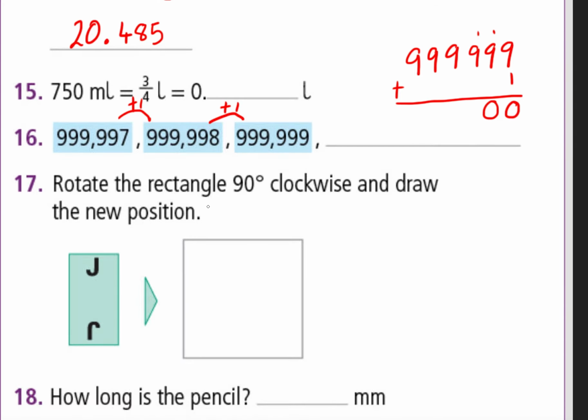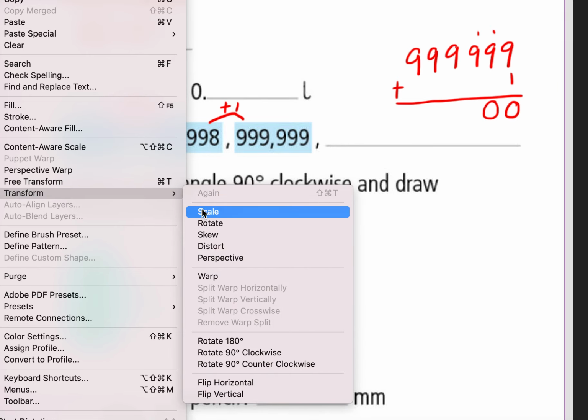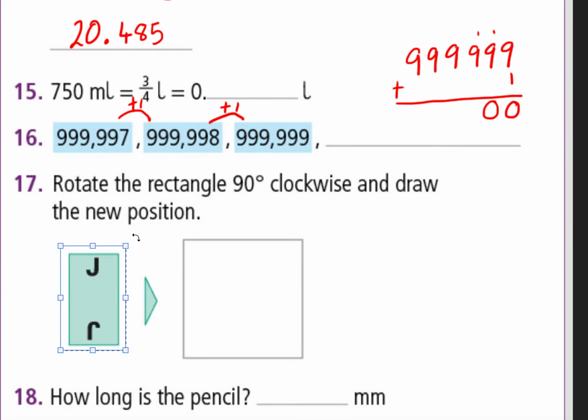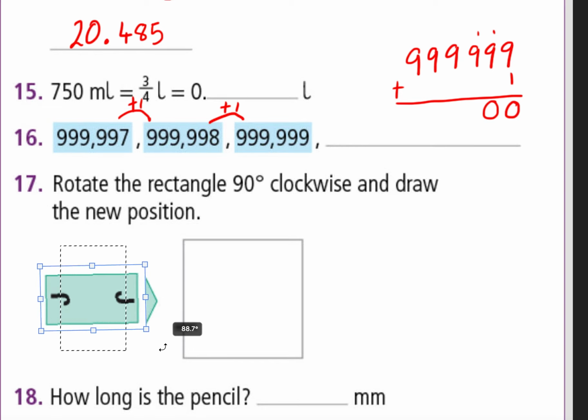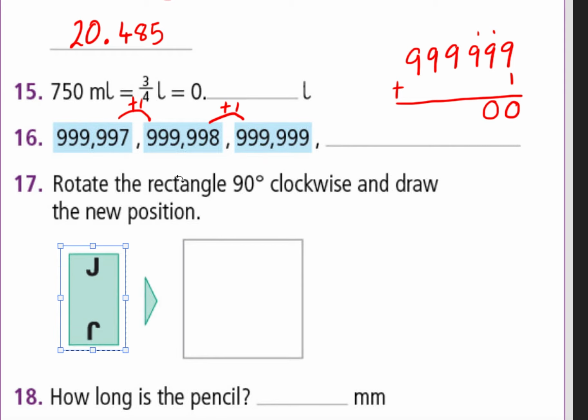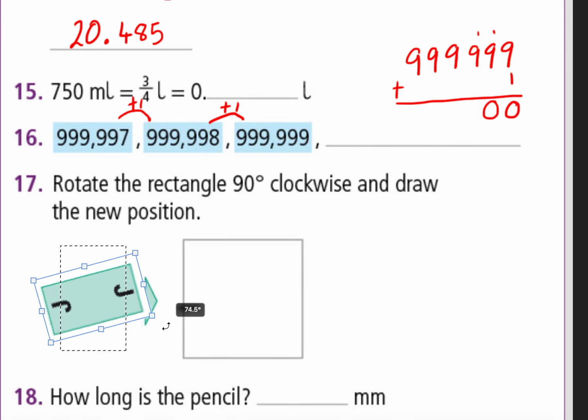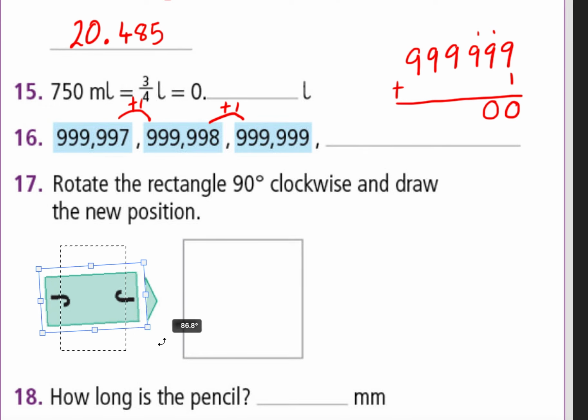Number 17, you have to rotate the rectangle 90 degrees clockwise. So I'm going to show it to you here. I'm just going to highlight that, and I'll just use the computer now to rotate it. And clockwise is this direction, and this would be a 90 degree turn clockwise here. Okay, so I'll just do that again. Rotate it clockwise 90 degrees, and it should look like that there.